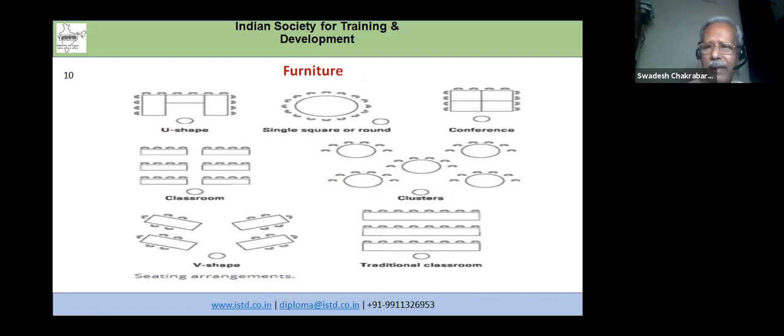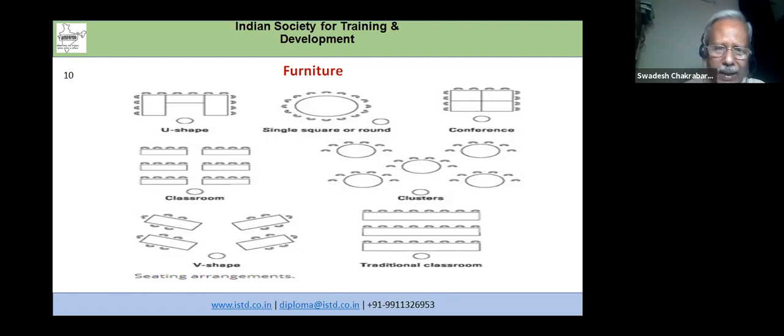And so the next is furniture, which, as I told you earlier, may have different kinds of layout, which you can see here. It may be U-shaped. The benefit of the U-shape is that the trainees are on three sides, and the trainer can go inside and move in between. It may be a round shape, in a conference kind of setting, or a square shape. A single square shape is good.